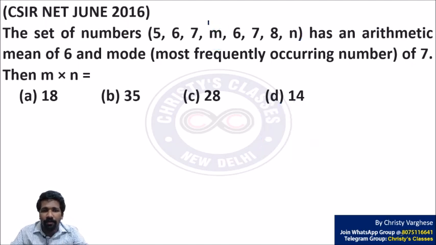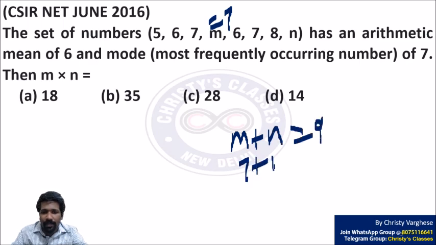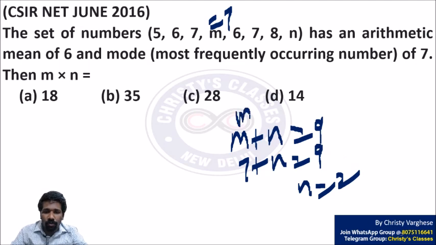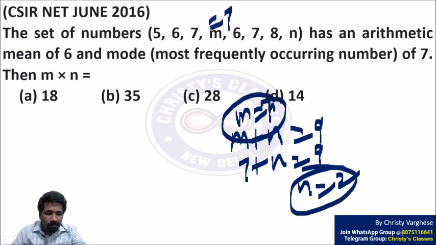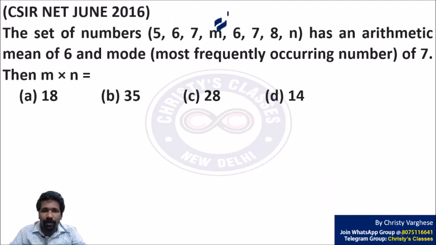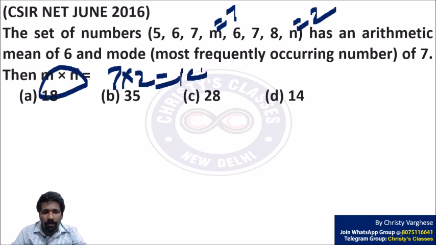So only one number we are taking as 7. If M is equal to 7, M plus N is equal to 9 means 7 plus N is equal to 9. So N is equal to 2. That means if you are assuming M is equal to 7, N will be equal to 2, so that M plus N is equal to 9. So that is what we are assuming. M is equal to 7, N is equal to 2. Now M into N will be what? 7 into 2, 14.